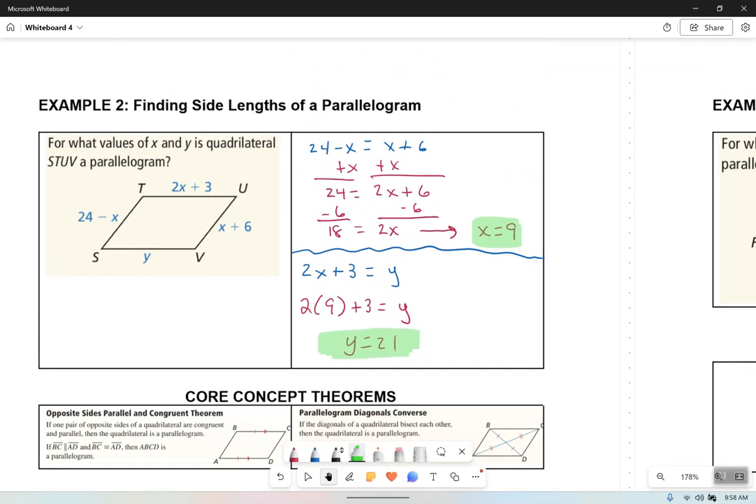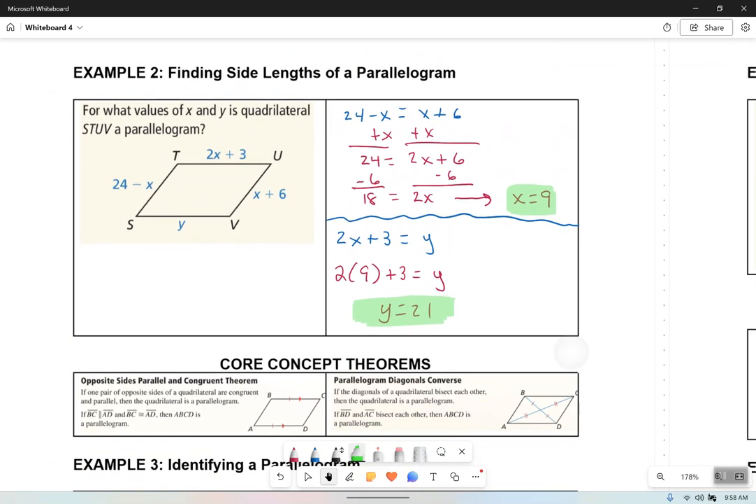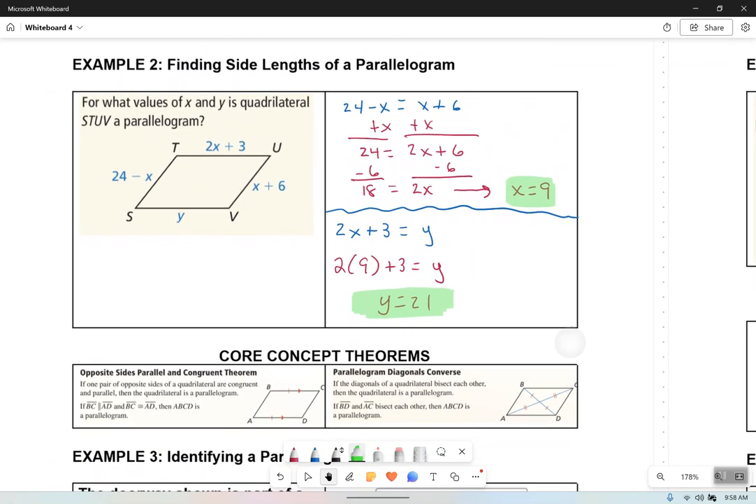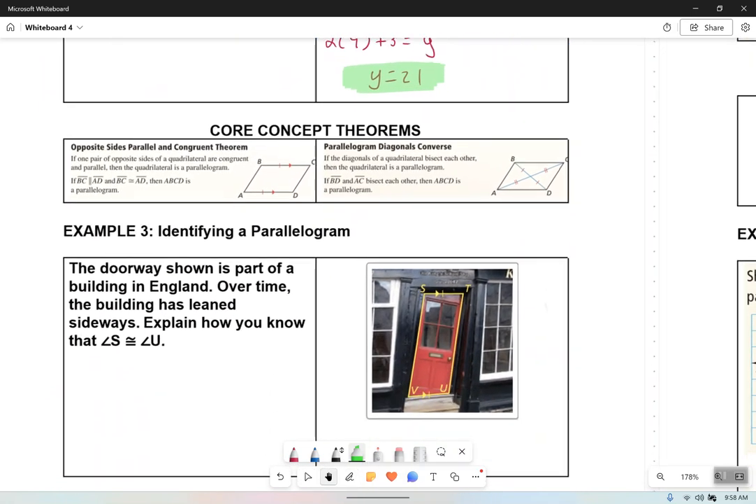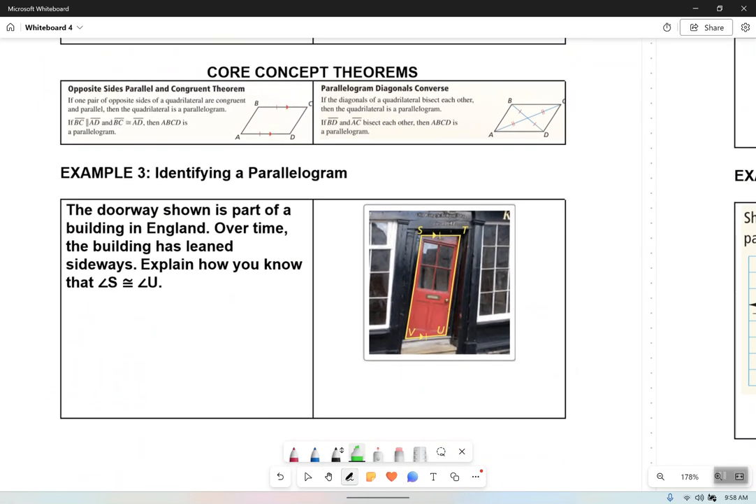Okay. You guys feel good about those so far? Pretty simple, isn't it? Okay. All right. A couple more theorems right here. One is called the opposite sides parallel and congruent theorem. Okay. I'm going to read this.